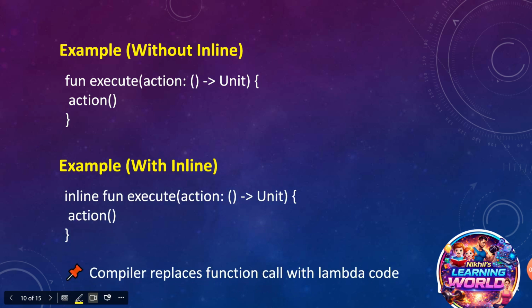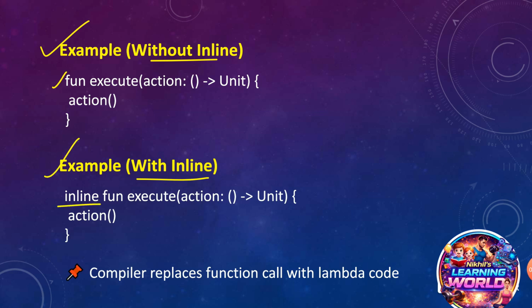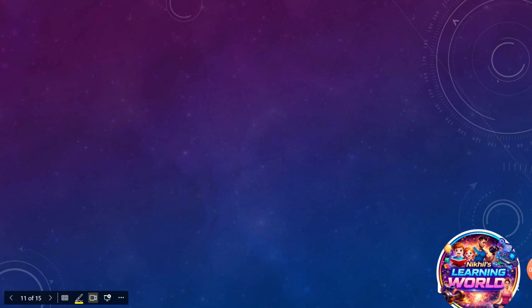So without inline, we can see an example like a function execute. Action is a function we are calling here, and here with the inline, the compiler replaces the function call with the lambda code. So it is faster as compared to without inline. Inline will be fast as compared to without inline. So that is the difference here.